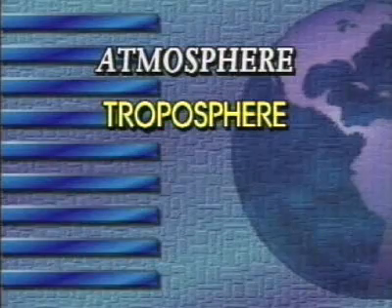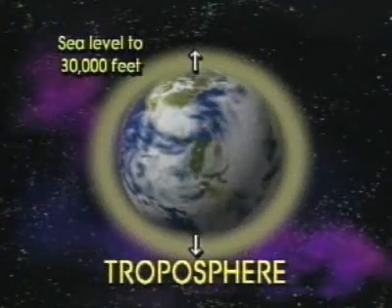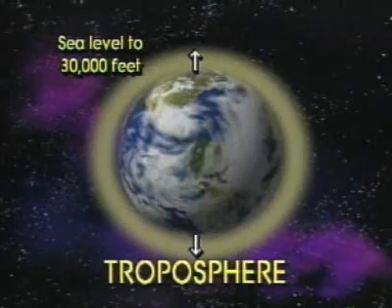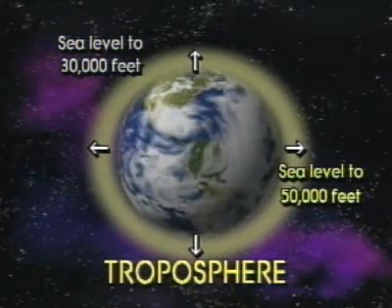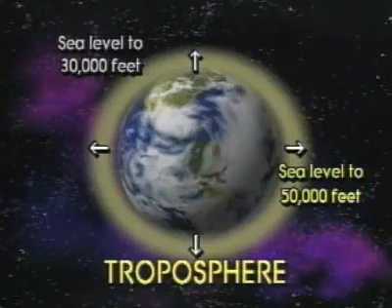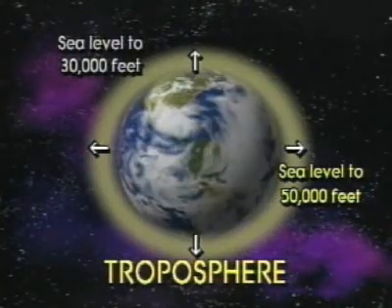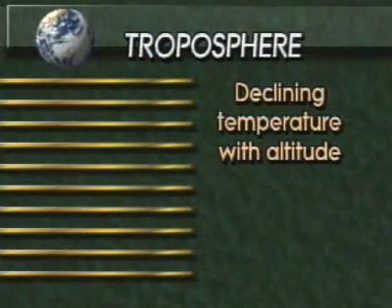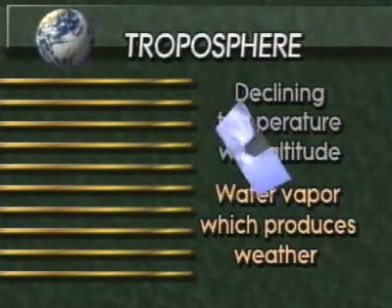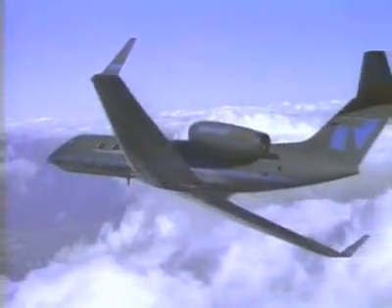The first division is the troposphere. The troposphere ranges from sea level to 30,000 feet at the North and South Pole to 50,000 feet at the equator. The egg shape is due to the cooling and heating of the Earth's surface. The main characteristics of the troposphere are declining temperature with altitude and water vapor which produces weather. This is where the majority of aviation activity takes place.